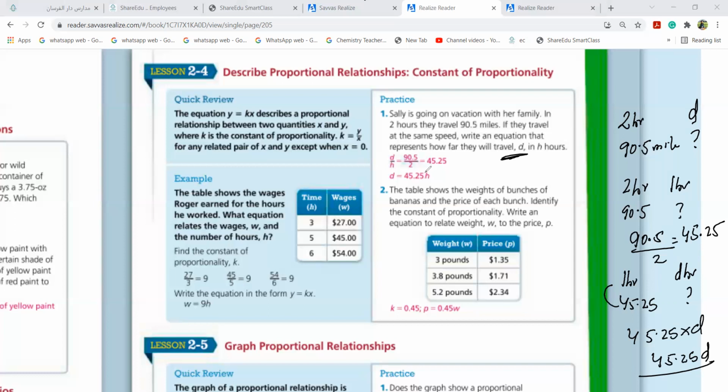Why did they write h? How far will they travel, d, in h hours? Okay, they ask you d. In h hours, they ask you h. Sorry, girls, they ask you h hours and d. So what is d? D equals 45.25 times h. They don't ask you d hours, they ask you h hours. So you have to find d. D equals 45.25 divided by 1, into h. Your answer is 45.25h. Such questions won't come. You will understand in grade 8 better.